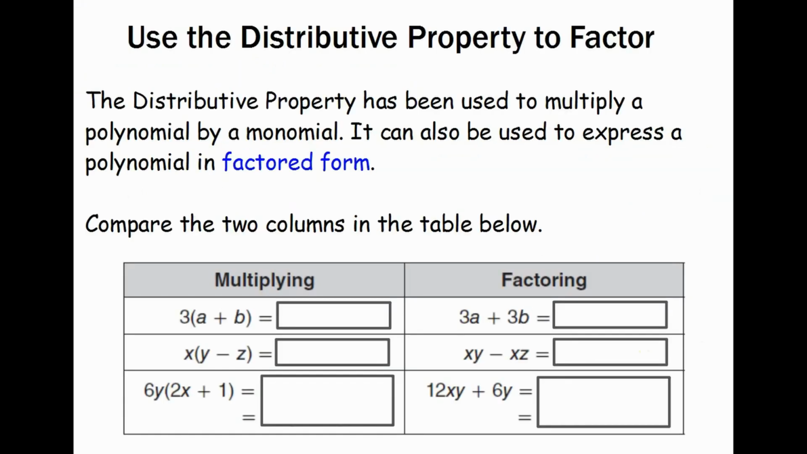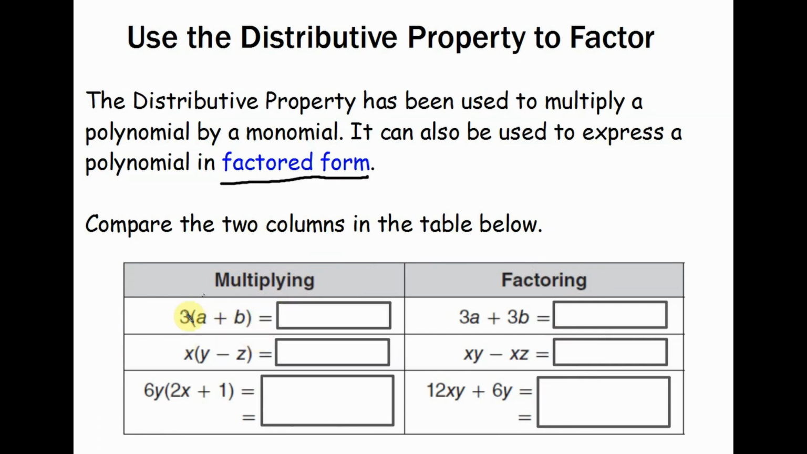So far, we've been using the distributive property to multiply a polynomial by a monomial. It can also be used to express a polynomial in factored form. If this is the first time you're learning about factored form, here's a table showing what it looks like when you are distributing or when you are factoring. Distributing is the same as multiplying.